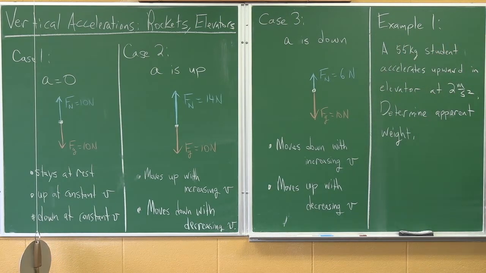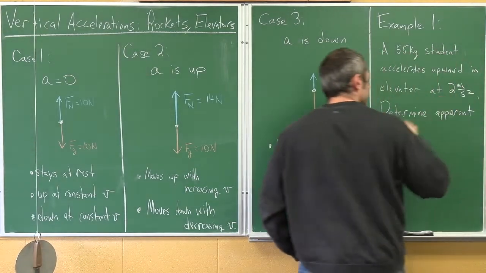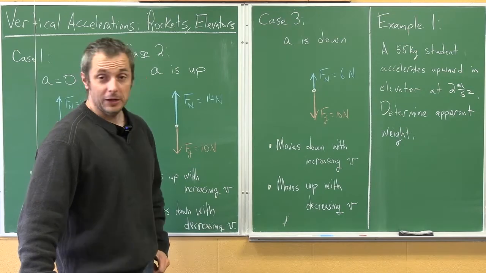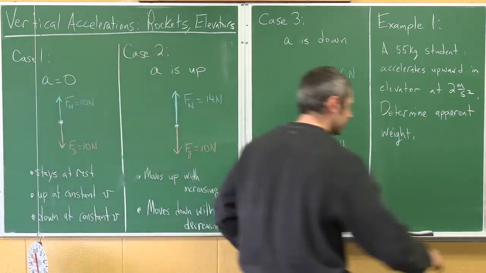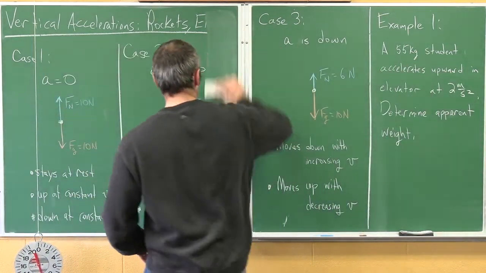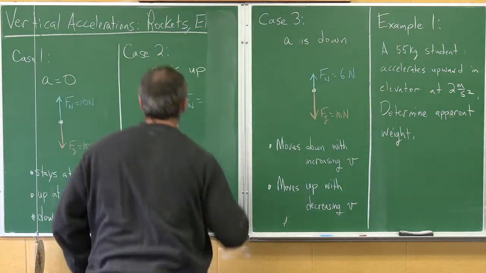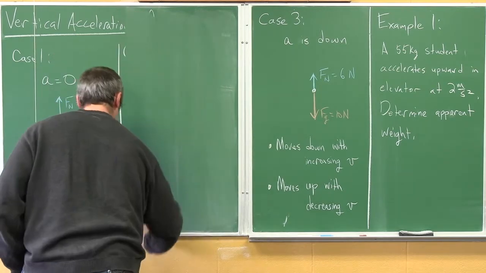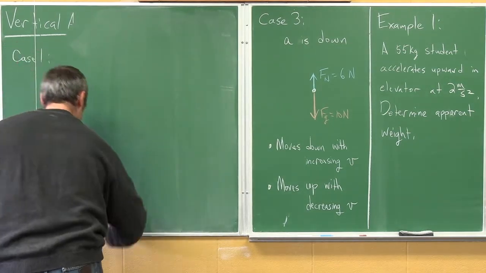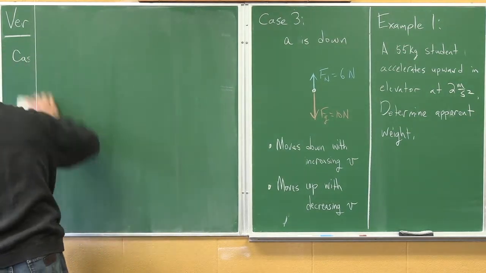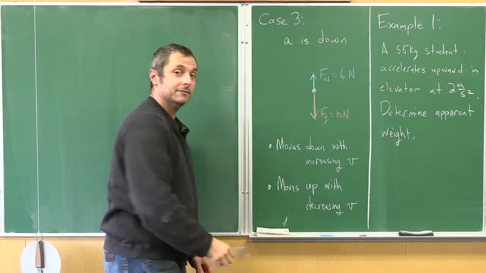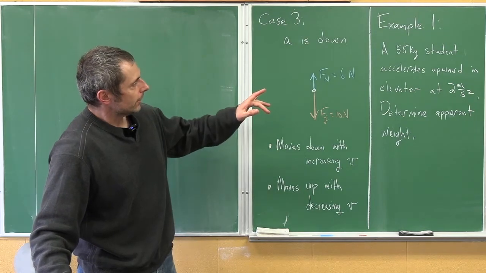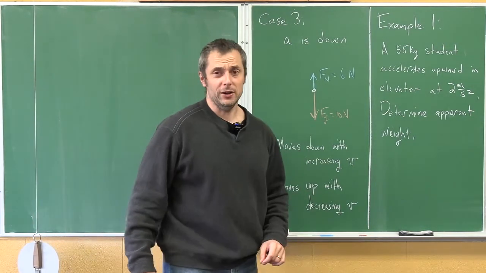A 55 kilogram student accelerates upward in an elevator at 2 meters per second squared. Determine the apparent weight. Copy that down, and then I'll explain in a second. Okay, so what do I mean by apparent weight?